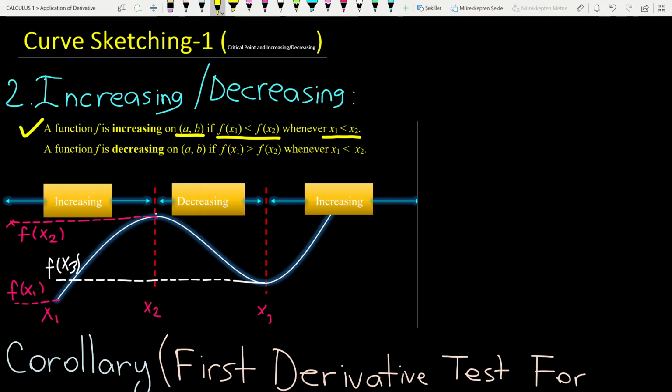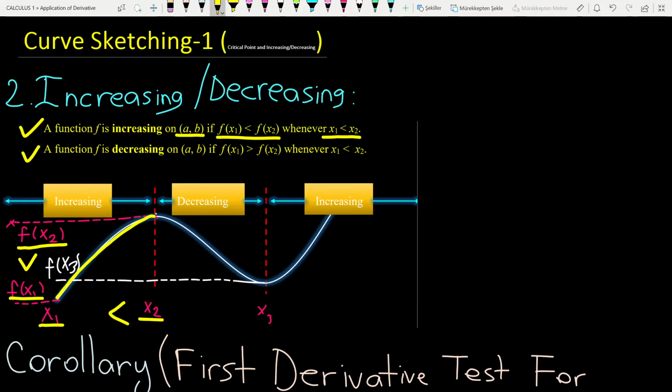Let's look at these 2 points, x1 and x2. They are given, and f of x1 and f of x2 are also given, right? As you see, x2 is greater than x1 and f of x2 is greater than f of x1. In this case, the function f is increasing on this interval. It is the first definition.